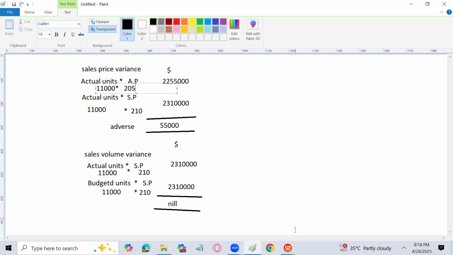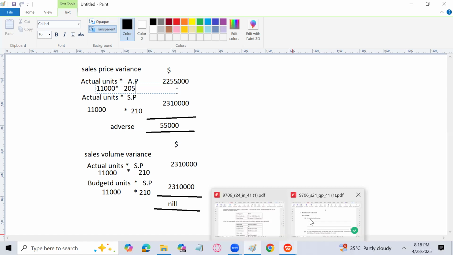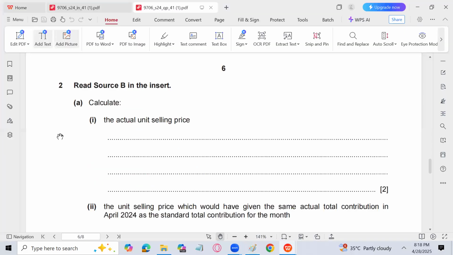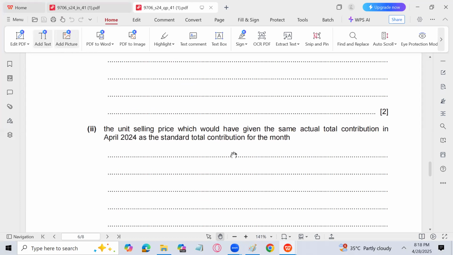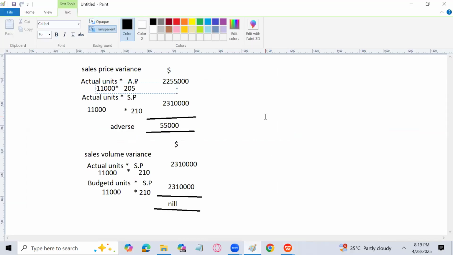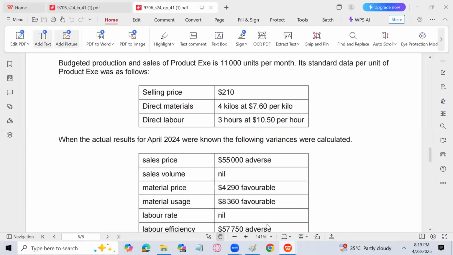Next part, which is the heart of this question, is the unit selling price which would have given the same actual total contribution in April as the standard total contribution for the month. So now you have to find the selling price. What should be the selling price? We don't know, which gives you the same actual total contribution in April as the standard total contribution. So obviously you have to find the standard total contribution first. So let's calculate that.